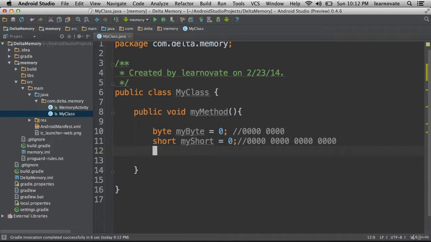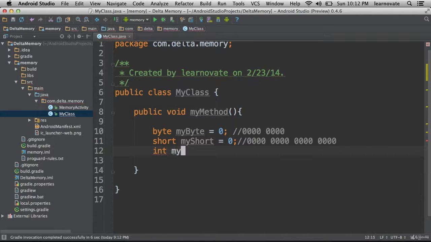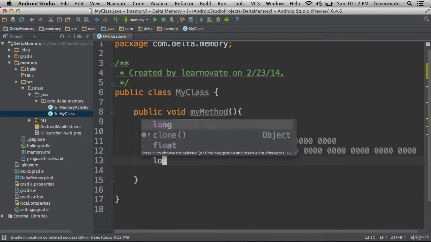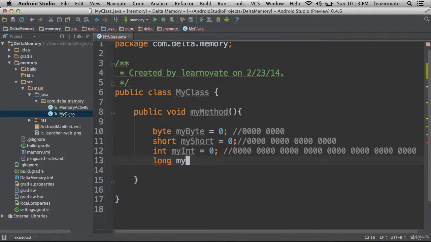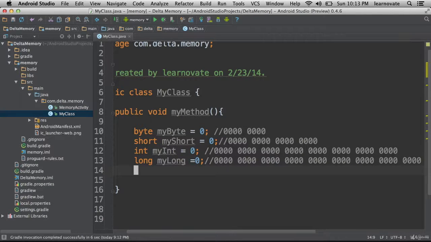The next is probably the most common one we use as Java programmers. It's an int. I'm using short for integer. It also starts at 0, only it uses up 32 bits. Well, maybe we want to have a number that's just not able to be expressed with 32 bits. And for that, we have a long. Its default value is also 0, only it uses a whole 64 bits in order to describe the number it's going to describe.